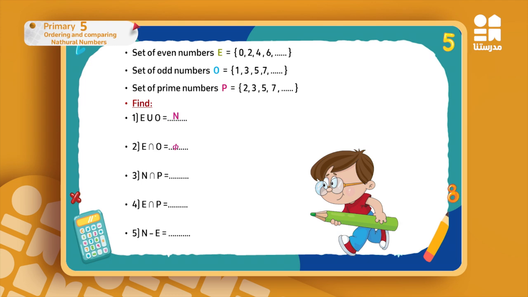Now, the set of natural numbers intersects the set of prime numbers in all the set of prime numbers, because all the prime numbers are part of N. So they intersect each other in the set of prime numbers.